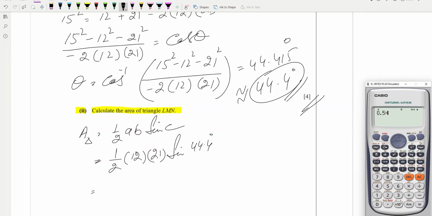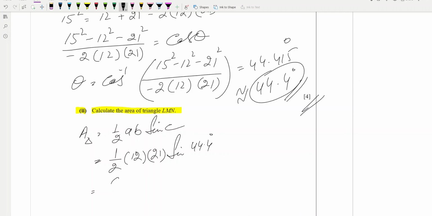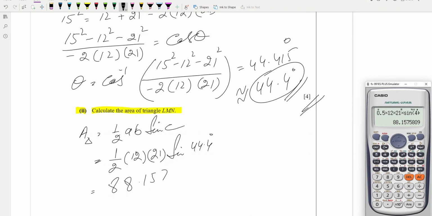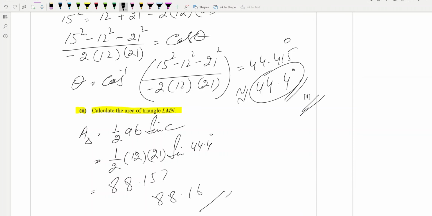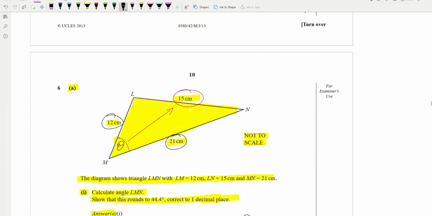We can calculate this: 0.5 for half, and 12 and 21, and sine of 44.4. Again, the calculator should be in degree mode, so 88.157, and if we double check that we have done everything correctly, yes. So this will be 88.16, we can give this as the answer. This will be centimeter square because lengths are in centimeters.